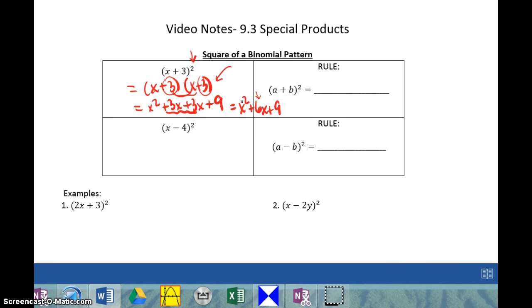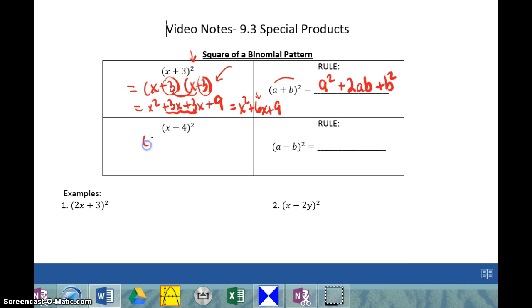So if you want to, there's a shortcut you can use. You don't have to use it, and you won't hurt my feelings if you don't use it. But the rule would say we would take a and square it, and then 2 times a and b plus b squared.